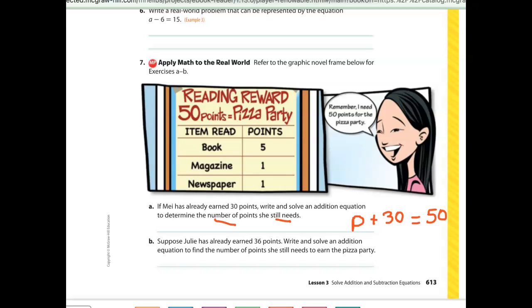How can I solve for this? How would I get rid of this 30 to get the P that I need by itself? Am I going to add or subtract? Very good, I'm going to subtract. So if I subtract 30 on this side, I need to also subtract 30 on this side. And this zero pair goes away. P is by itself, and 50 minus 30 is 20. So the answer is that May still needs 20 points.